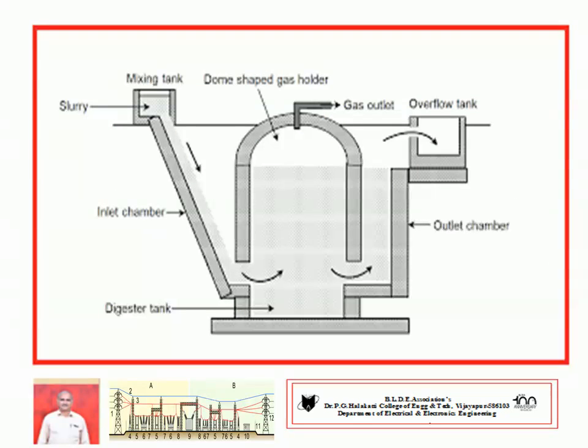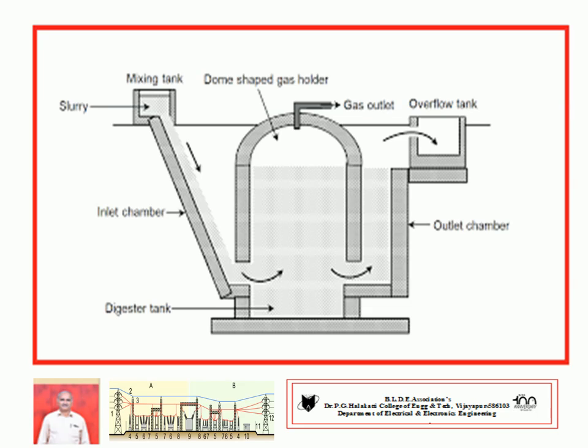Now you can view the diagram, a very simple diagram. Brick and cement construction is used. You can clearly view how the structure of this plant is. The mixing tank is available at the ground surface. Then, through the mixing tank, an inlet chamber is provided. This starts from the mixing tank and ends at the dome inlet.